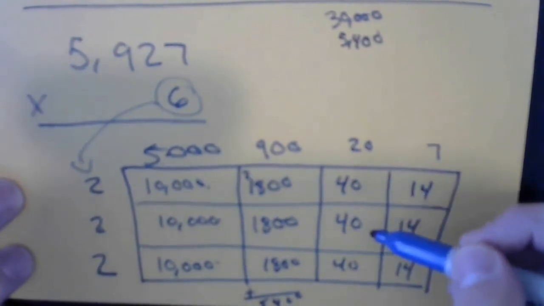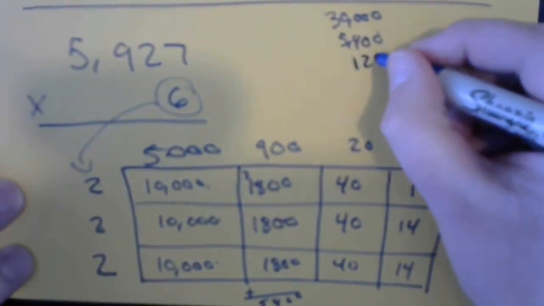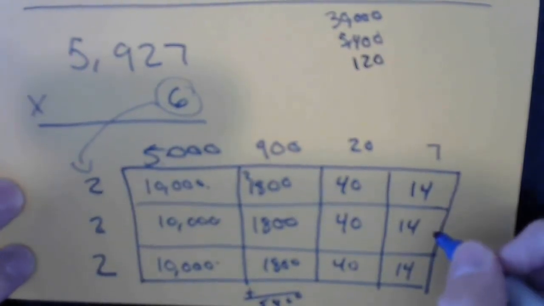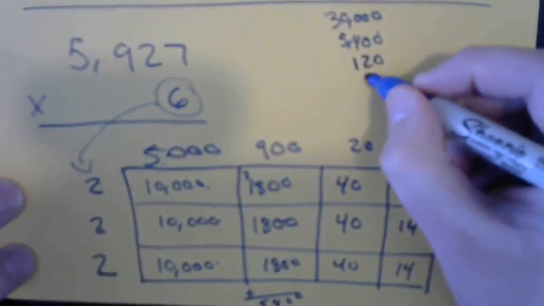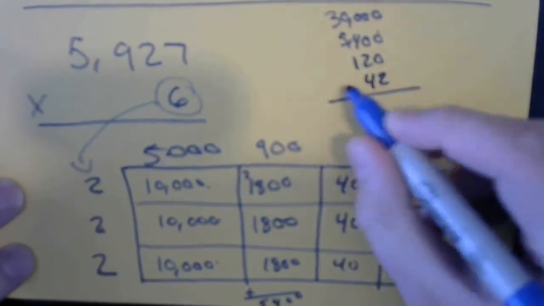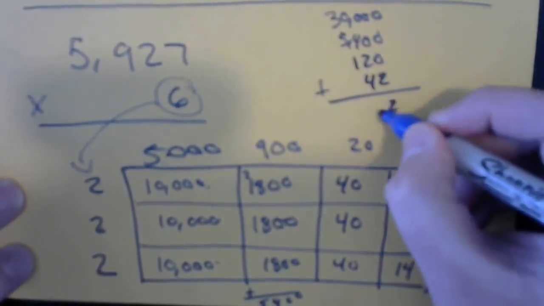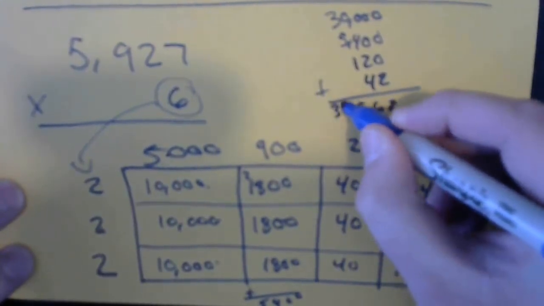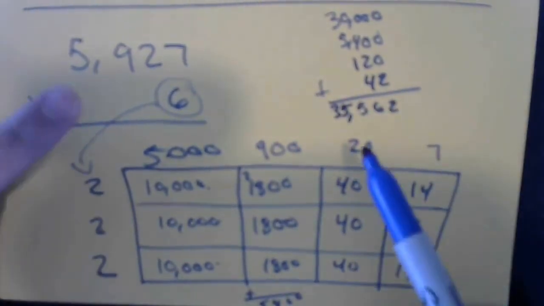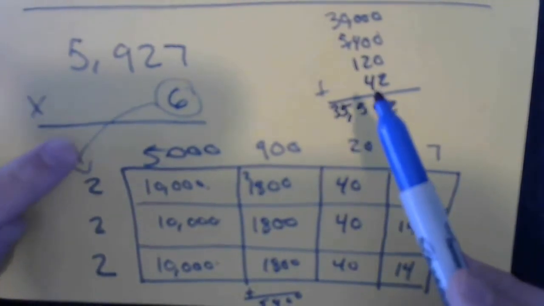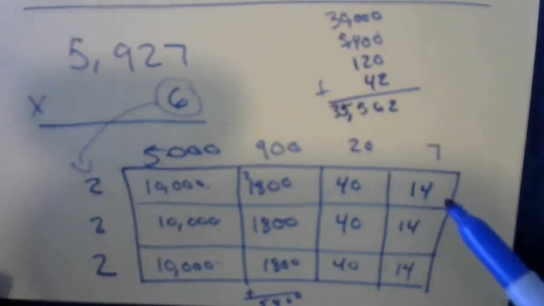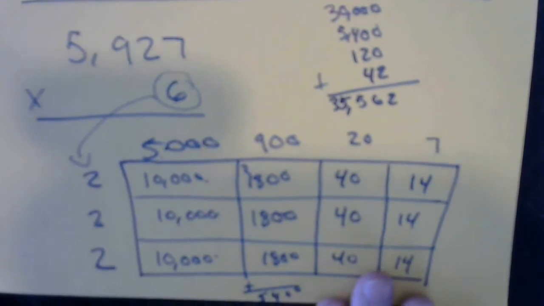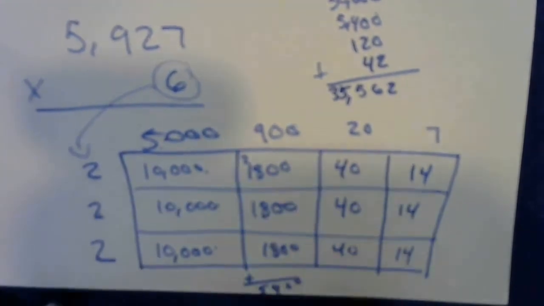This one, 40, 40, and 40. Well, 40 plus 40 is 80, plus another 40 is 120. And then 14 plus 14 is 28, plus another 14 is 42. And so I can add those up: 2, 6, 5, and then 35. So 5,927 times 6 equals 35,562.